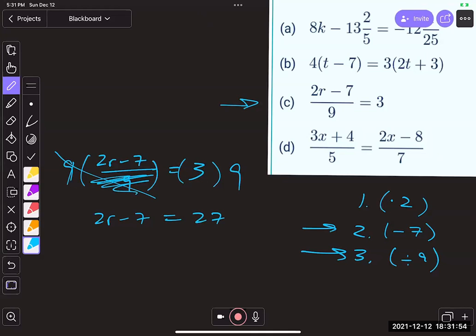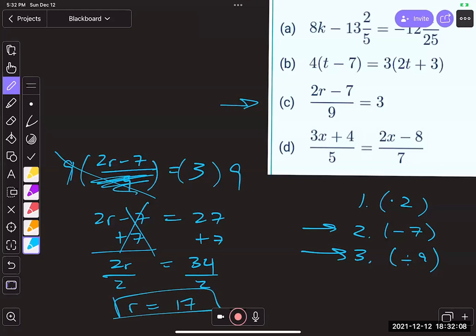Next thing you undo is the subtraction of 7. So you add 7 to both sides. That gets you 2r, right? Because the subtraction of 7 gets canceled, equals 34. Last thing you do is divide by 2 on both sides. This gets you r is equal to 17, which is your final answer.